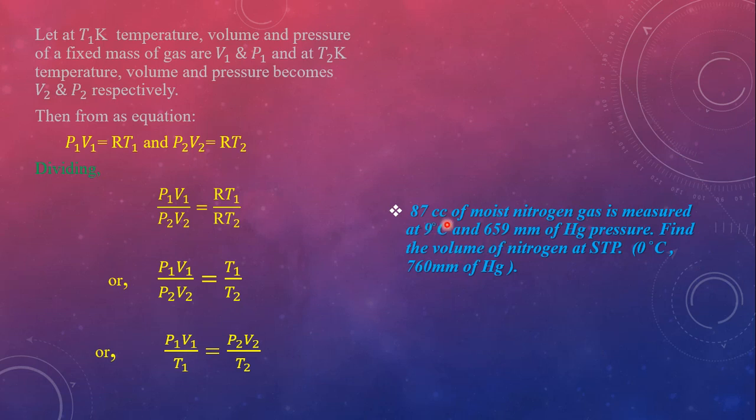The question says 87 cc of moist nitrogen gas is measured at 9. This moist we need not bother about here. Just ignore this. 87 cc of nitrogen gas is measured at 9 degrees Celsius. Remember the Celsius, okay? You have to convert it to Kelvin. And 659 mm of Hg pressure. So our V1 is given, T1 is given, and P1 is given. Find the volume of nitrogen at STP. We have to find V2 using 0 degree Celsius as T2 and 760 mm of Hg as your P2.